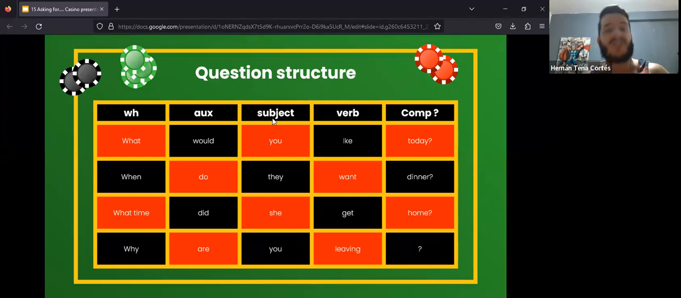Then we have the subject, the person that is doing the action. I, you, we, they, Beatriz, Isabel, Annie. The verb is the action word, like, want, drink, play, and the complement. Why are you leaving? What time did she get home? When do they want dinner? So those are some examples.